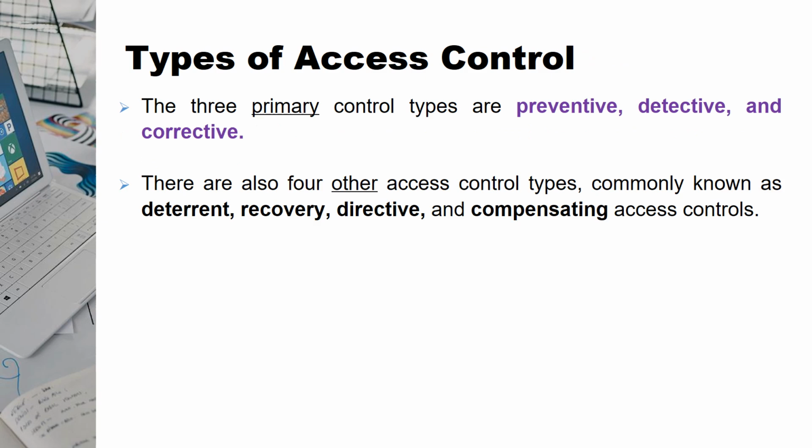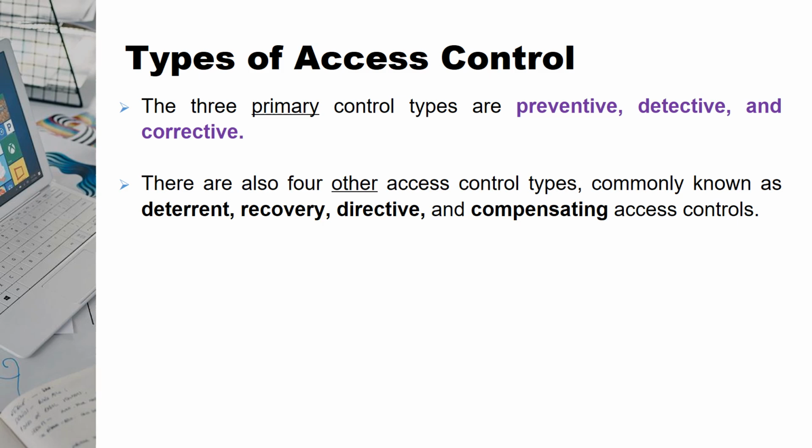So we have the types of access control. The three primary controls that we have are preventive, detective, and corrective, right? For preventive controls, these are designed to stop security incidents before they happen, right? For example, using strong passwords, security cameras, or firewalls to keep intruders out.